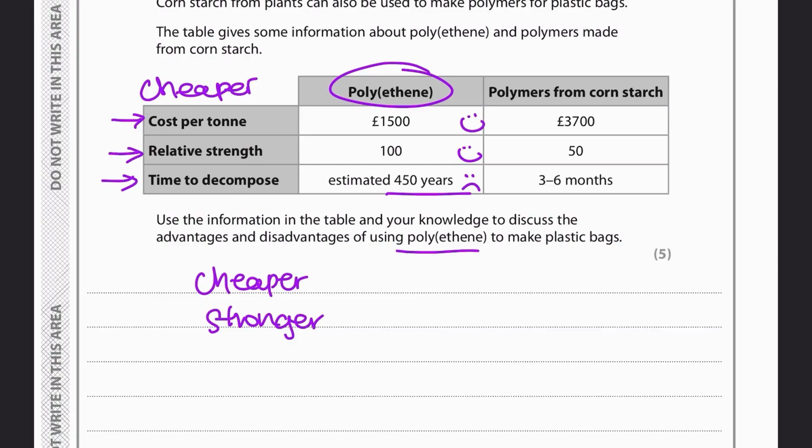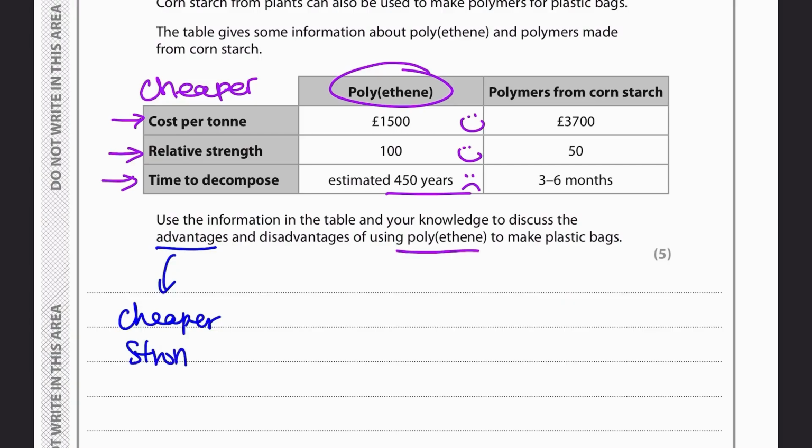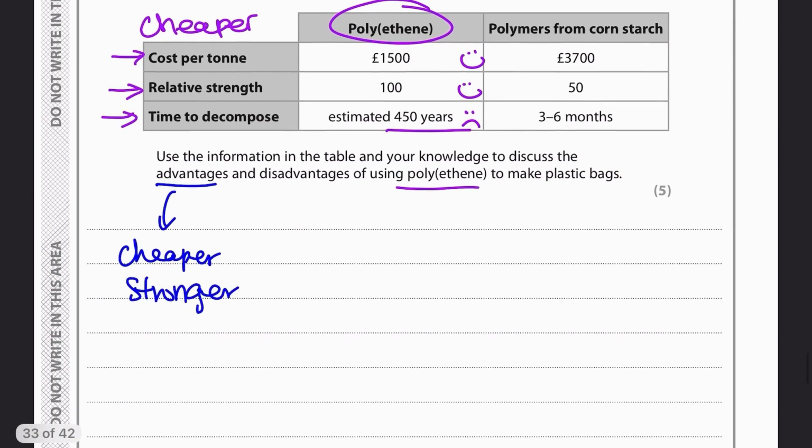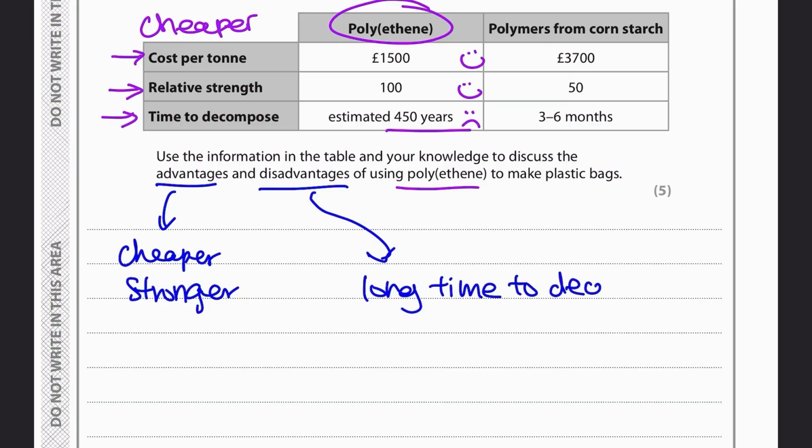And these are the advantages, right? The advantages. Let me write this in blue color. So advantages would be cheaper, stronger, and then what are the disadvantages? Disadvantages, looking at the table, is that long time to decompose, which means that it is non-biodegradable.